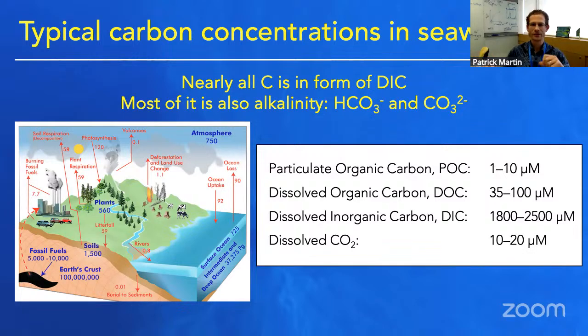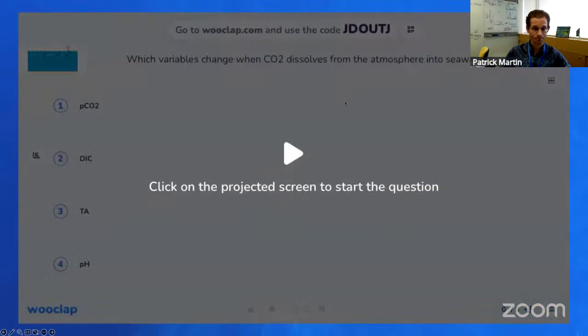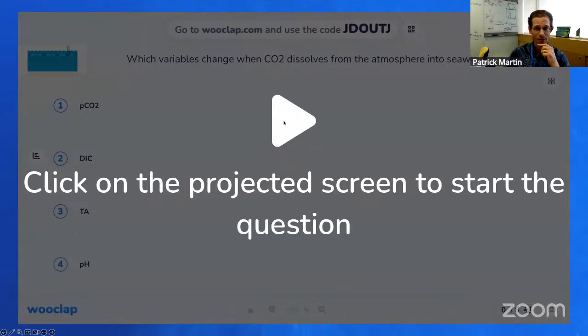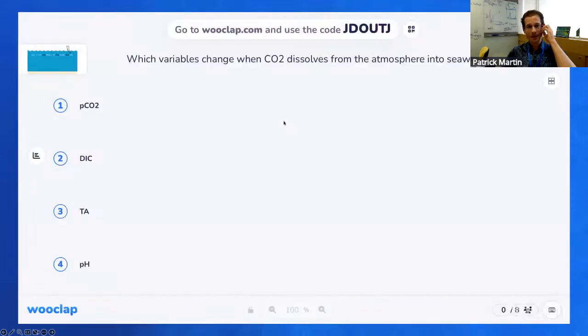The chemistry of the carbonate system, I think, is very important for us in ocean biogeochemistry. Now, okay, let's see what you think of this. If more CO2 dissolves into seawater, which of the 4 variables of the carbonate system do you think will change?